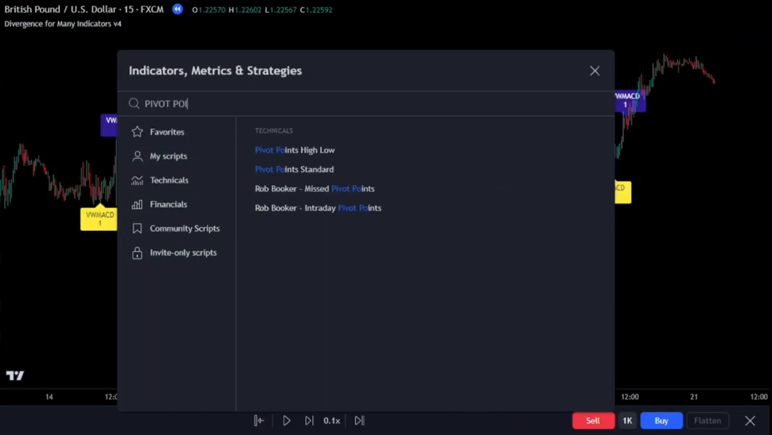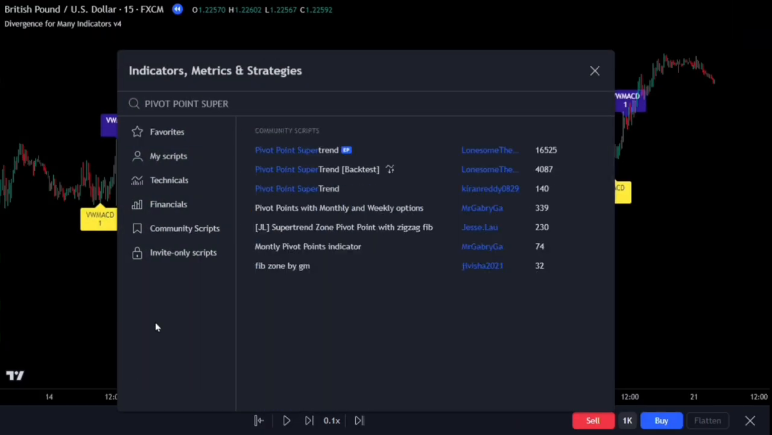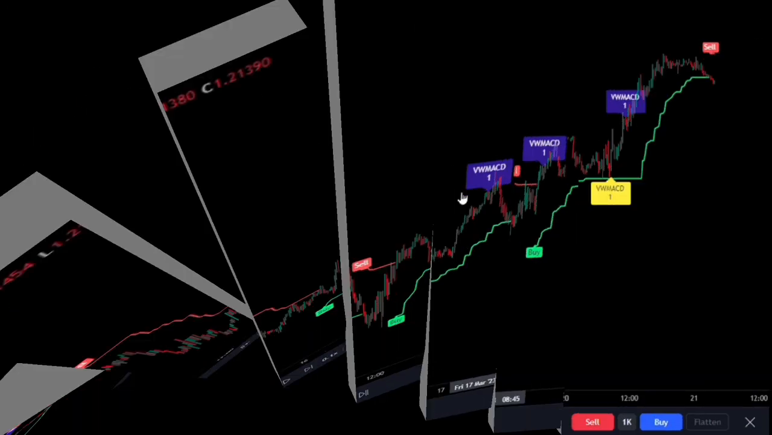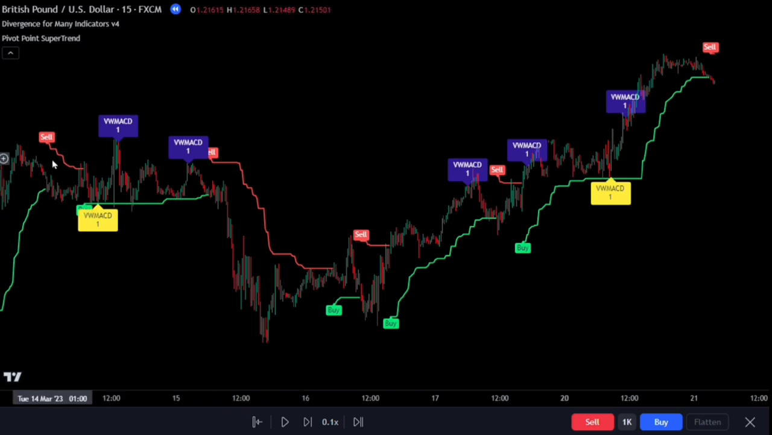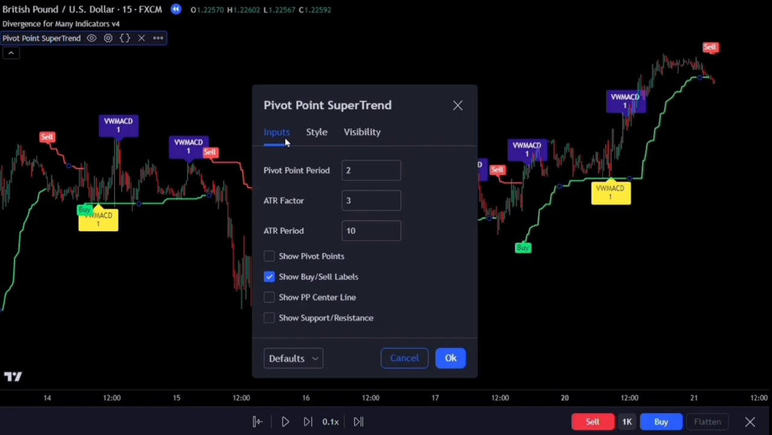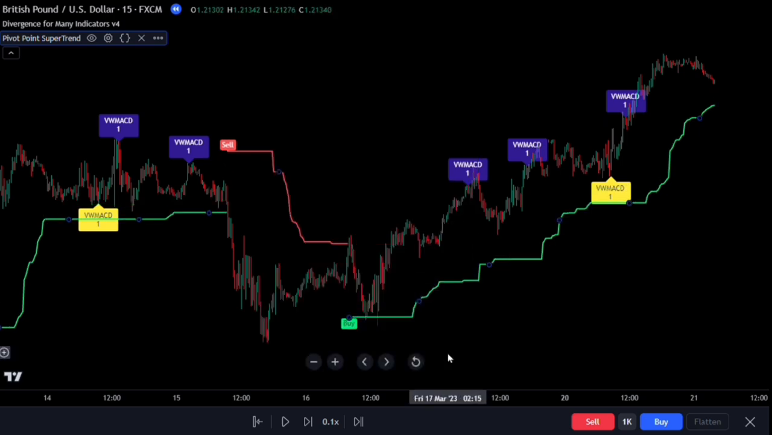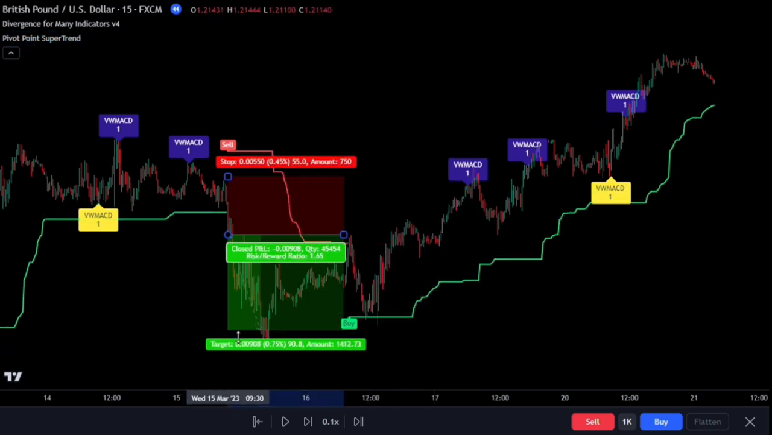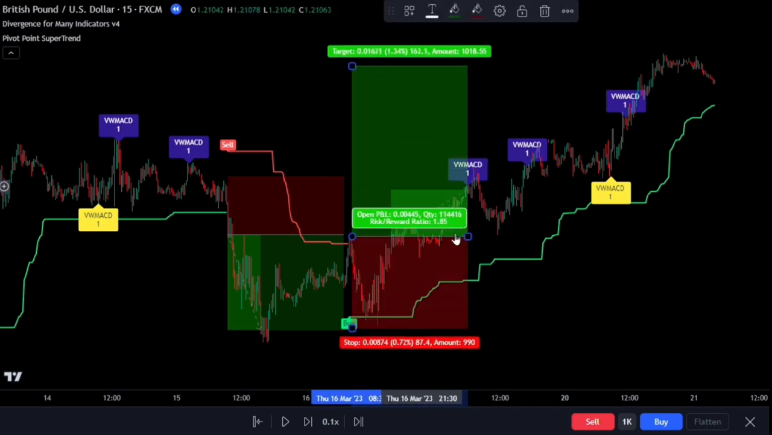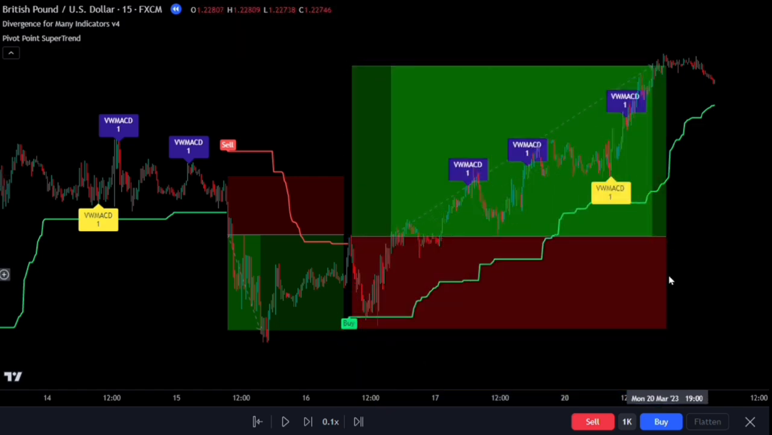The pivot point super trend is used to identify the general trend of the market and to give accurate buy and sell signals. Once you've applied the pivot point super trend made by Lonesome the Blue to the chart, we want to change the appearance of the indicator so that it's easy to catch longer trends. To do that, you go to settings, input, and follow this exact preset that was created. And as you can see, the pivot point super trend gives more accurate buy and sell signals than previous settings.